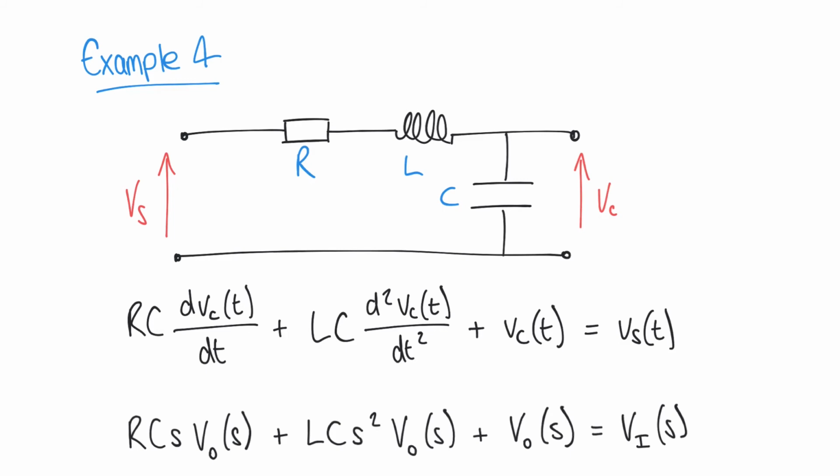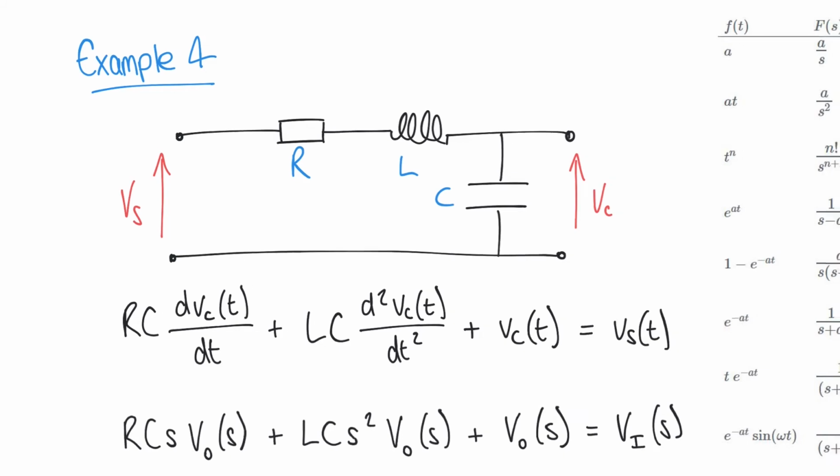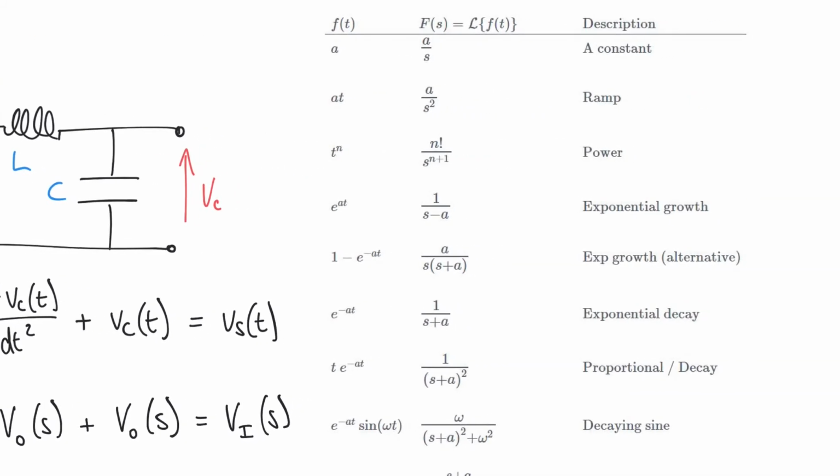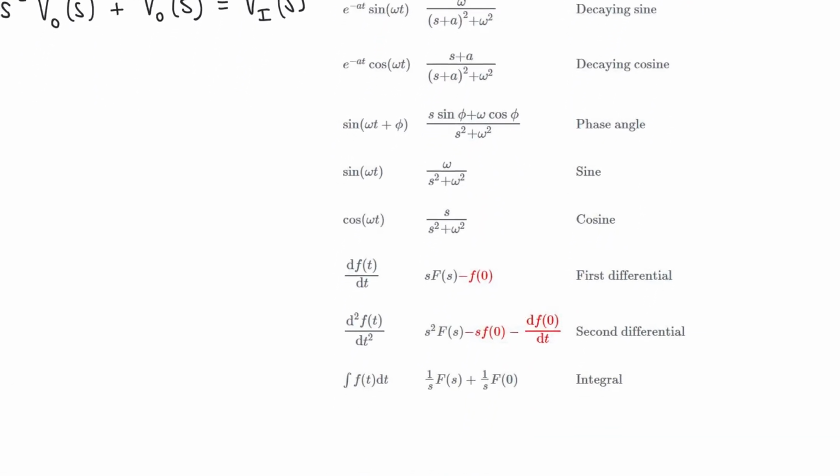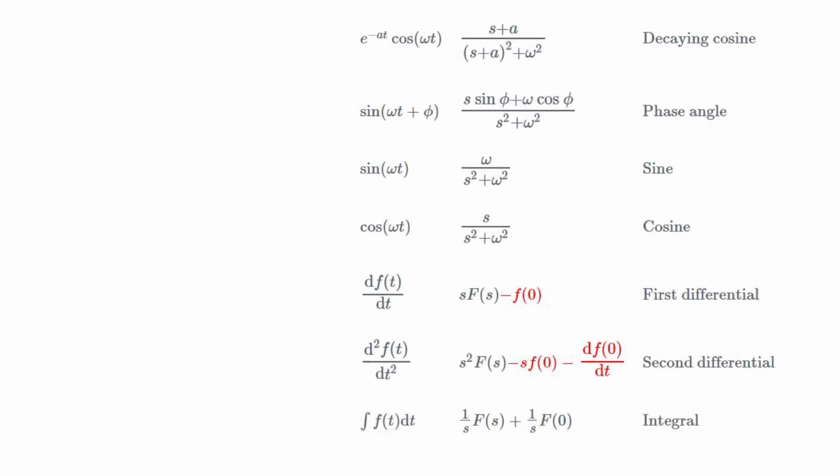Let's just have a quick glance at the Laplace transform table here. So you can see here that our first derivative corresponds with this entry on the table. And so we have s VO of s. We're again ignoring these initial conditions. The second derivative, again, we've got initial conditions that we can ignore. And so we end up with s squared, in our case, VO of s.